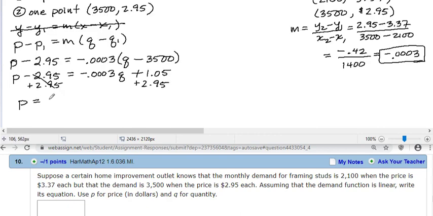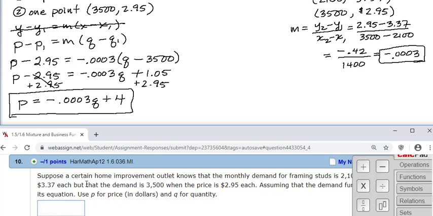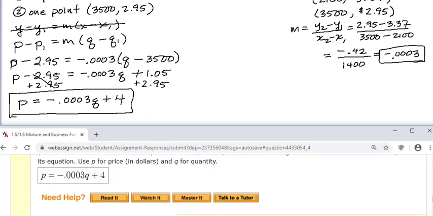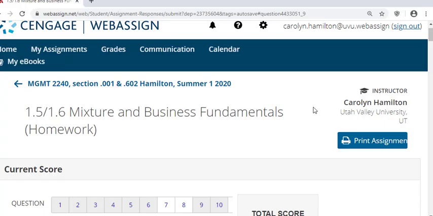I have p equals negative 0.03q plus 400. They wanted an equation, so I need the equal sign, and make sure that you use p's and q's. Don't use x's and y's. Okay, go back and look through your homework on WebAssign, do everything you can, and I will see you in class.